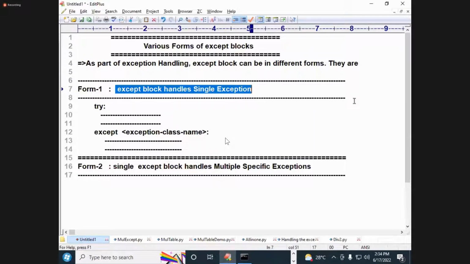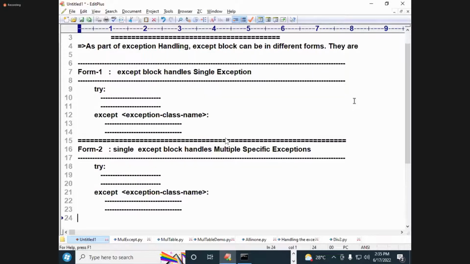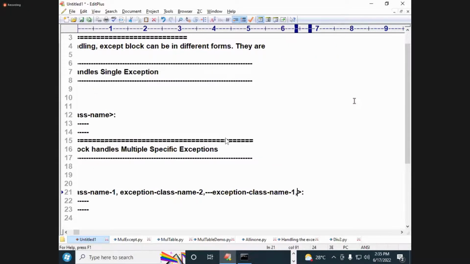Now I am going to write the syntax for another one. What the advantage is and how you need to think about it, I will also show you. Exception class name 1, comma, exception class name 2, comma, and so on, exception class name n. I am writing dot dot dot like this. I hope you are understanding.